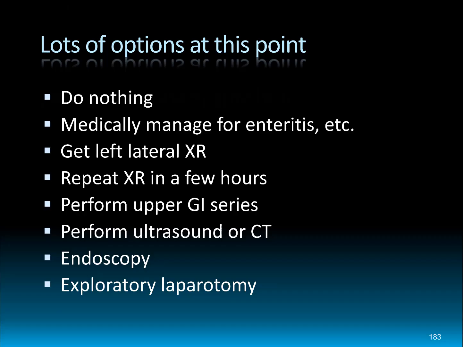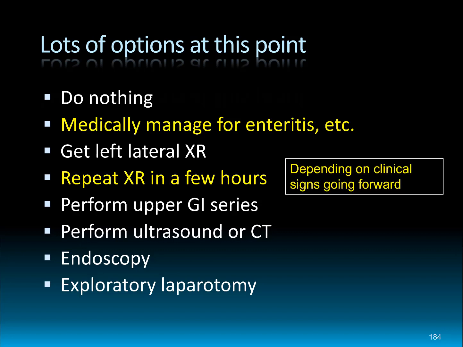And so I've got a lot of options as to what I can do next, all the way from nothing and medical management to further radiographs to exploratory laparotomy. My final choice is going to depend on what the patient's clinical signs are. This would be one, given the relative lack of distension. Medically managing for enteritis is probably a good starting point, but then depending on how the animal does, consider radiographing again in a few hours to see if anything's changed.